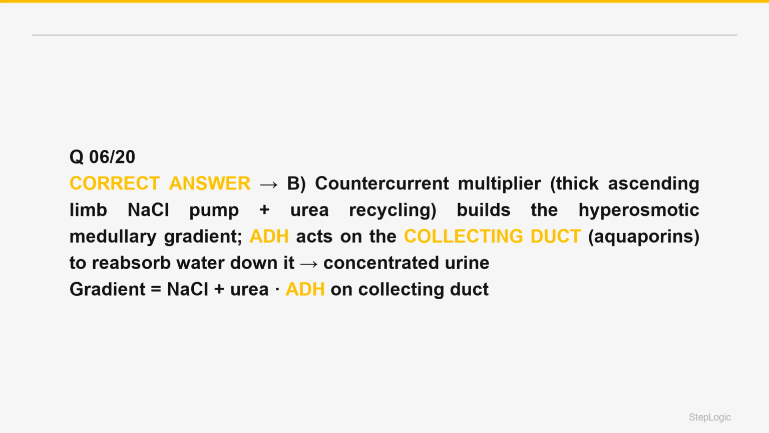Urea recycling is a key contributor often missed. ADH increases urea permeability of the inner medullary collecting duct, so urea diffuses into the interstitium and adds substantially to the medullary osmotic gradient. The countercurrent exchanger of the vasa recta preserves it. The crucial point about ADH: it acts on the collecting duct, not the loop, where it inserts aquaporin 2 water channels into the apical membrane via V2 receptors, allowing water to be reabsorbed down the medullary gradient, leads to concentrated urine. No ADH or nephrogenic DI leads to dilute urine. The countercurrent multiplier gradient, NaCl plus urea, used by ADH at the collecting duct is the answer.